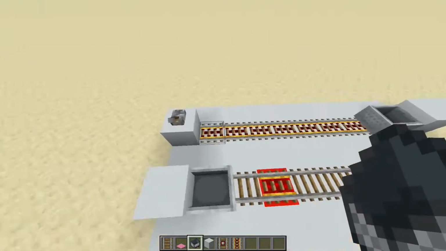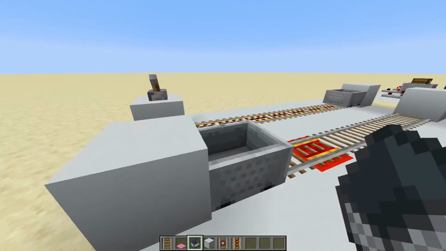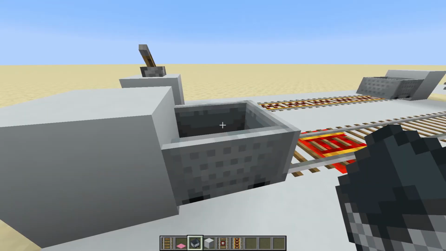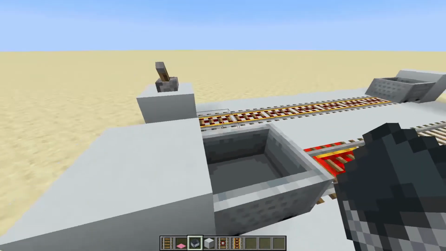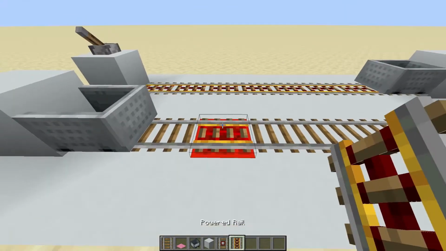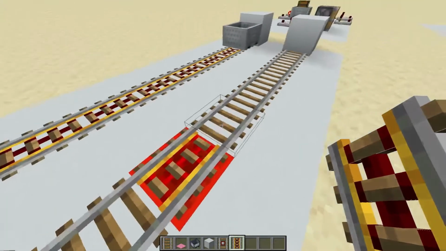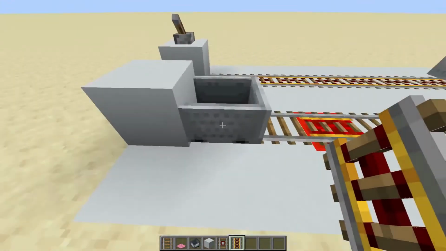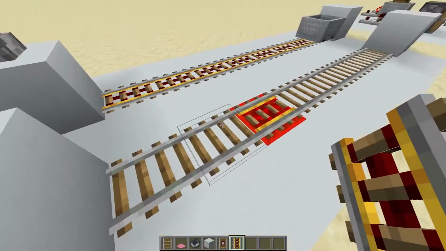Now let's look at its second feature. Well, not second feature, but the second behavior for this feature. If you look right here, here's a powered rail in between these normal rails, and there's not any right here.